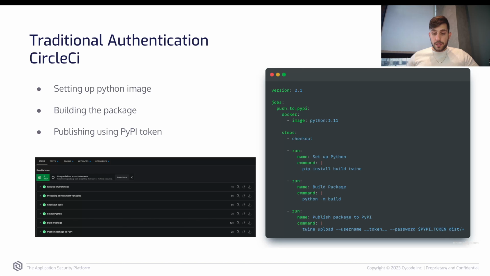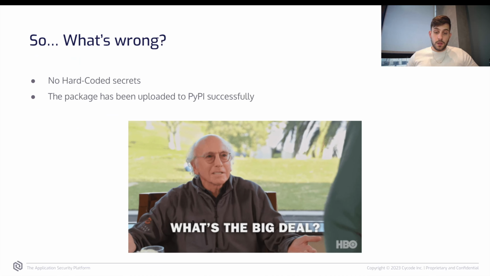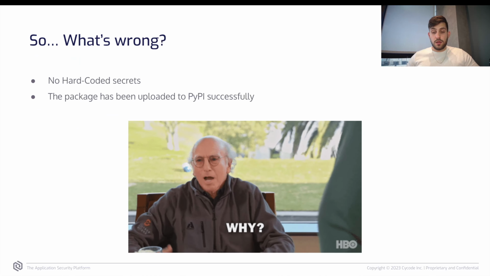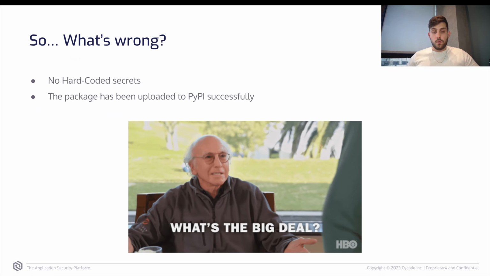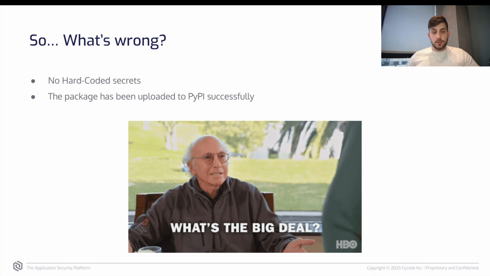We are building the package in the same manner and then publishing it to PyPI with the same PyPI token. And using secrets and long-lived credentials, we can complete that task pretty straightforwardly and without exposing any credentials. So what's wrong? We are not exposing any secrets and we are publishing the PyPI package. And what's the big deal?